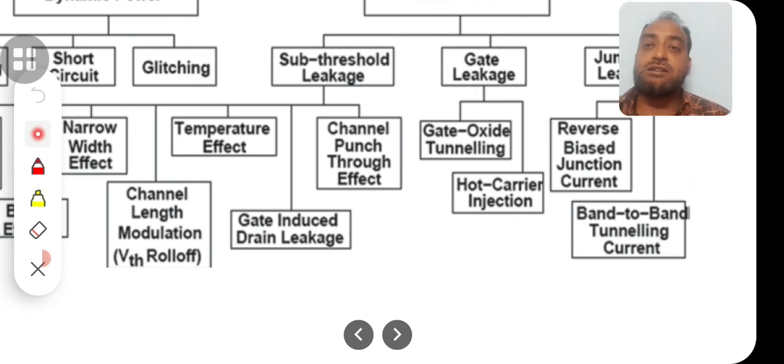Gate oxide tunneling happens because of a thin SiO2 or thin dielectric layer. If you use a thin dielectric layer, charge carriers will escape from the gate and enter into the channel. That is gate oxide tunneling through the gate oxide. Hot carrier injection is because of the excessive electric field of the channel, which will attract charge carriers from the gate. So that is hot carrier injection.